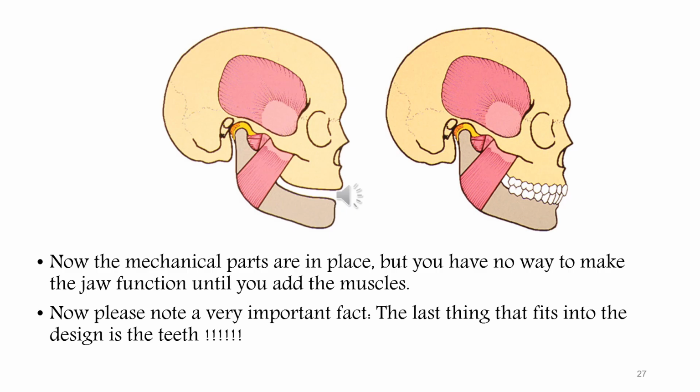Okay, these by themselves won't move until we add the muscles to them. So now the muscles of mastication are added to the picture, and we can start moving the mandible. The last thing we fit in this design is the teeth. So everything is created before the teeth. The teeth come last. Everything has to be coordinated before the teeth come in.